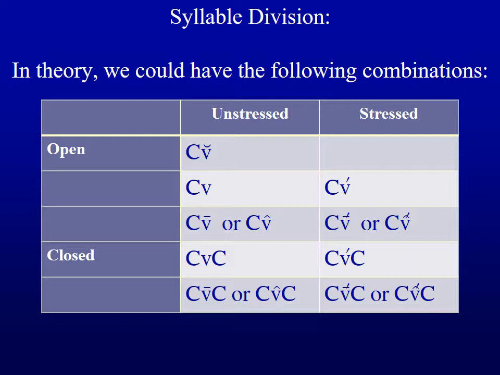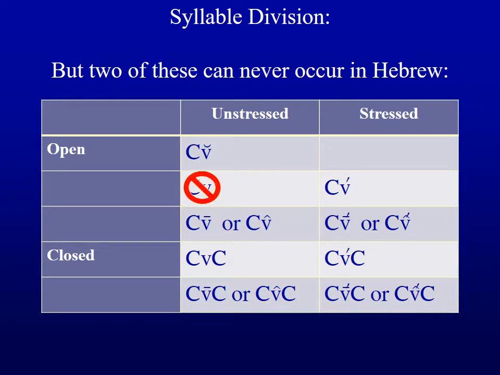There are two types of syllables that will never occur in Hebrew. These are both in unstressed syllables. So you will never have an unstressed syllable that is open with a short vowel. The way I think about that is a short vowel isn't strong enough to hold a syllable if it's not stressed. So the short vowel can't hold open that syllable, so you will never see an unstressed open syllable with a short vowel. The other thing that you will not see is an unstressed closed syllable with a long vowel.